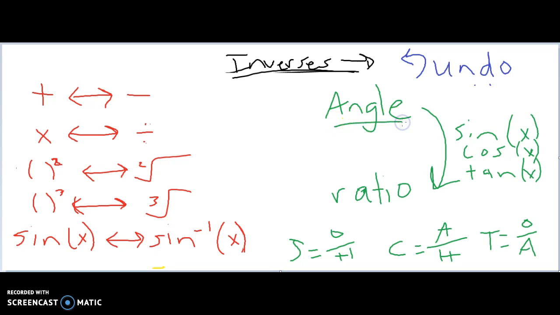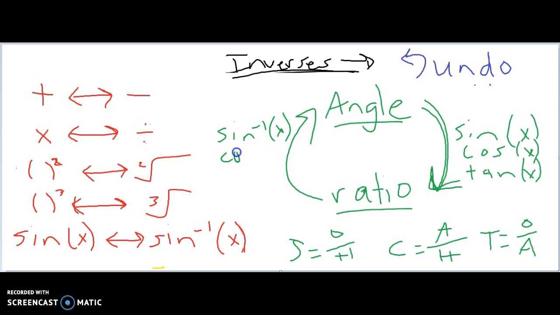So if you start with the angle, you use sine and cosine and tangent to get to the ratio. If you start with the ratio, you use the inverse functions, your inverse trigonometric functions, to get to the angle. And again, this works for all trigonometric functions. So you could have the inverse of cosecant. It's just what you use to get from the ratio back to the angle. And because sine and inverse sine undo each other, they are inverses.